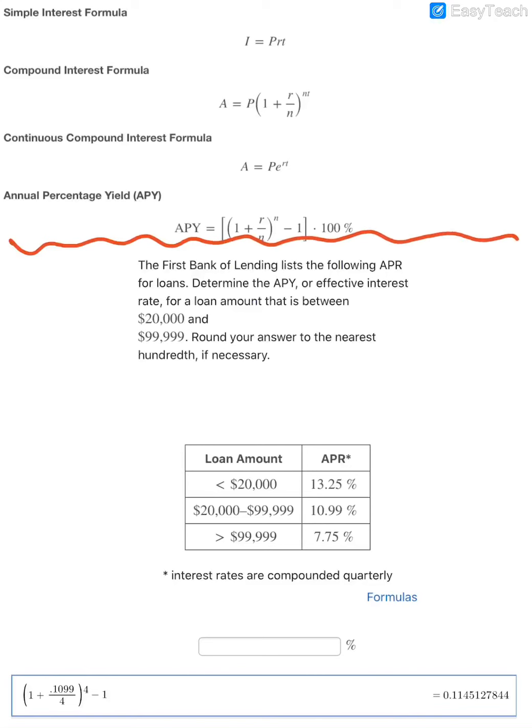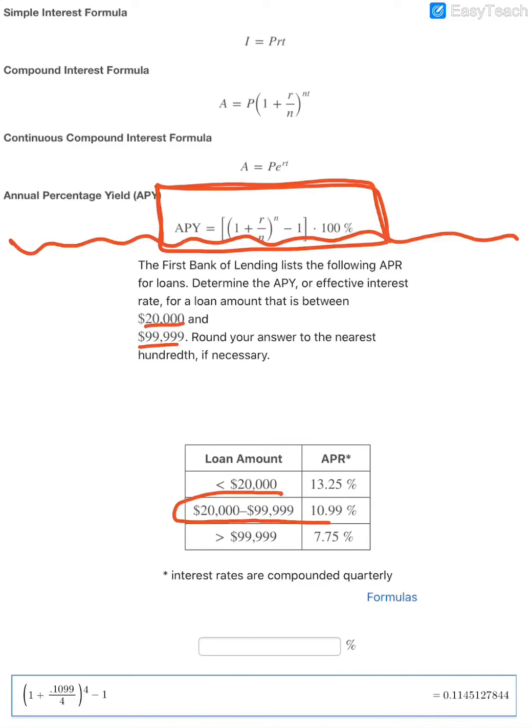Again, here are my formulas here at the top. On this second question, we have the First Bank of Lending. They list the following APR for loans, and we are being asked to determine the APY, also known as the effective interest rate. So we are now looking at this formula down here for APY, and they're telling me I want to look at a loan between $20,000 to $99,999. So we're looking at this particular rate, and notice that they tell me that it is compounded quarterly.